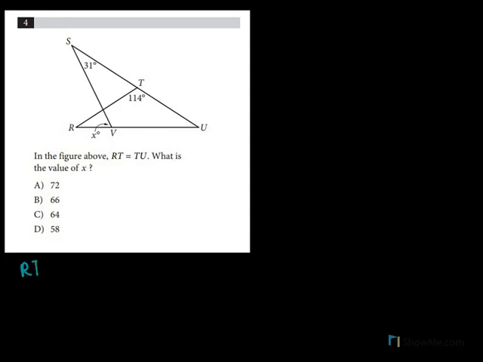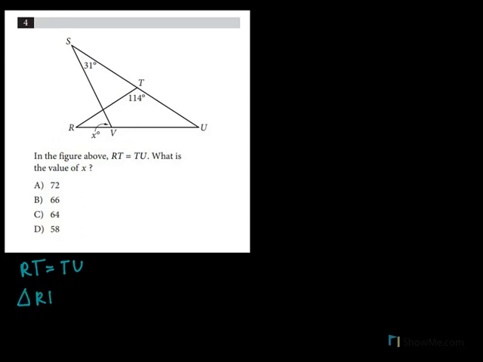So we know that RT equals TU. From this information, we know that triangle RTU is an isosceles triangle, as two of the sides are the same. Also, if you were thinking maybe this is an equilateral triangle, it can't be, because if RTU were equilateral, this angle could not be obtuse. It would not be 114.